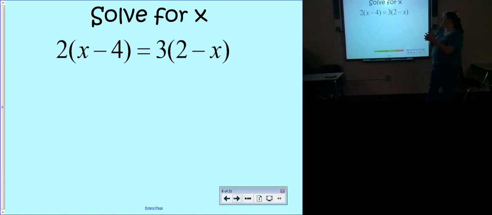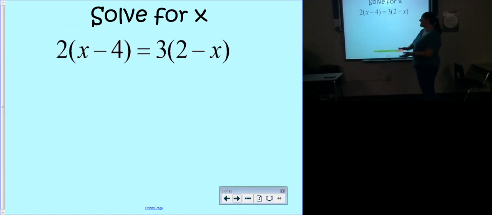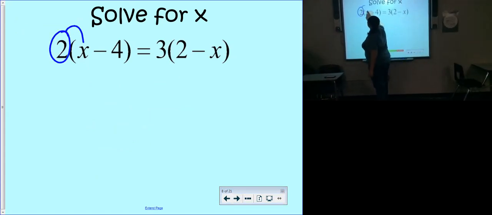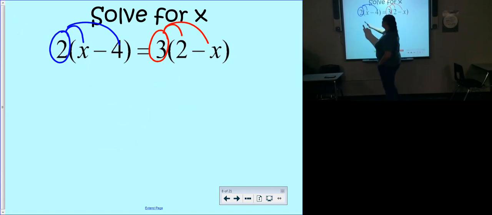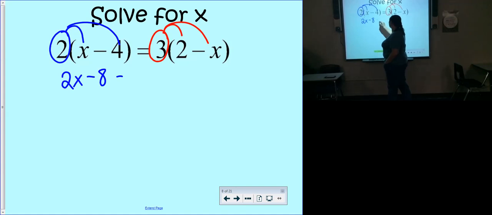All right, moving on to this next example, we had distributing on one side. Now we're doing distributing on both. It's not any different than what we just did, except I have to distribute on both sides. So let's distribute this 2 to everything on the left side. Let's distribute this 3 to everything on the right. I'm going to do 2 times x, which gives me 2x. I'm going to do 2 times negative 4, which gives me negative 8, equals 3 times 2, which gives me 6, 3 times negative x, which gives me negative 3x.